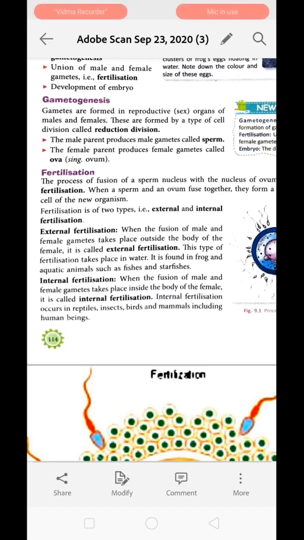When the fertilization is taking place outside the body of the female, it is called external fertilization. Whereas if the fertilization is taking place inside the body of the female, it is called internal fertilization. As the name suggests, external, outside; internal, inside. Clear? So, external fertilization can take place in the case of frog, fishes, starfish, whereas internal fertilization takes place in humans, reptiles, insects, birds, etc. Understood?